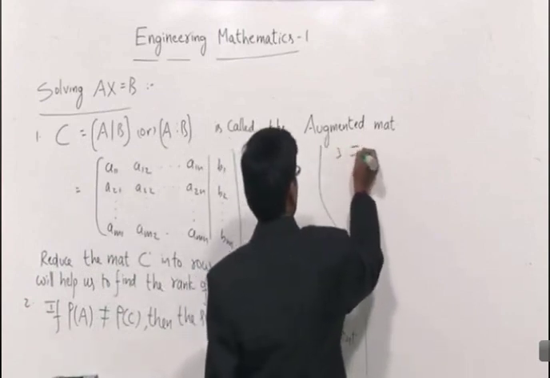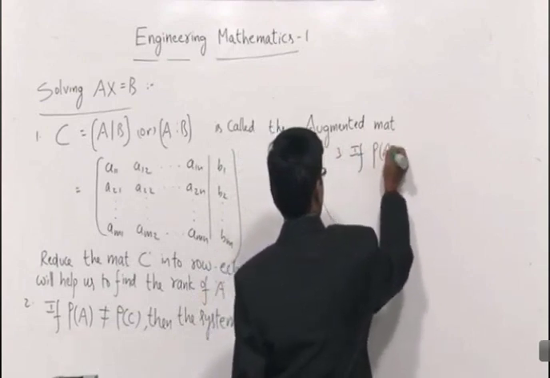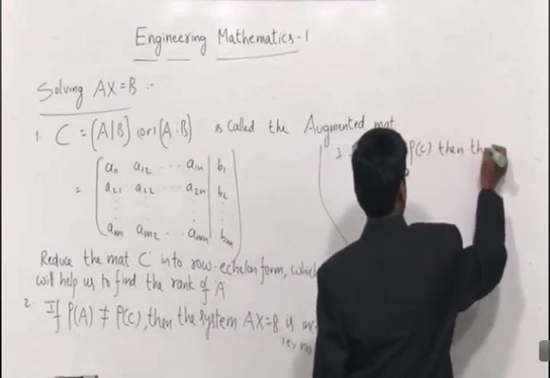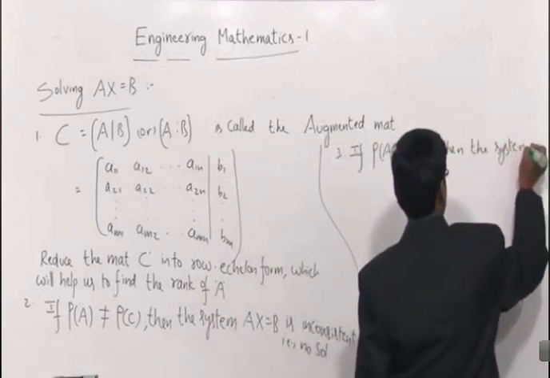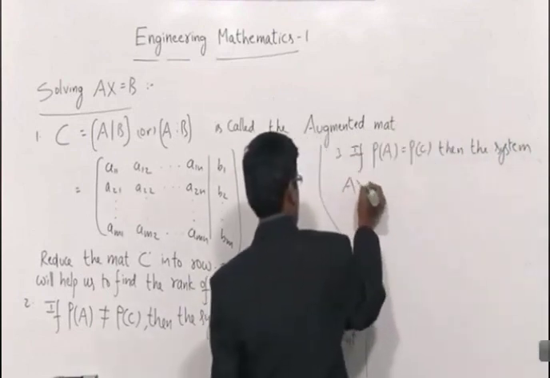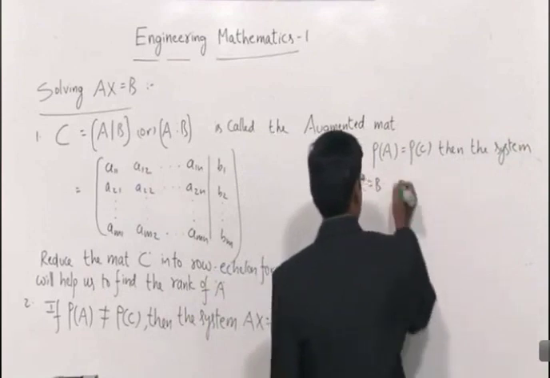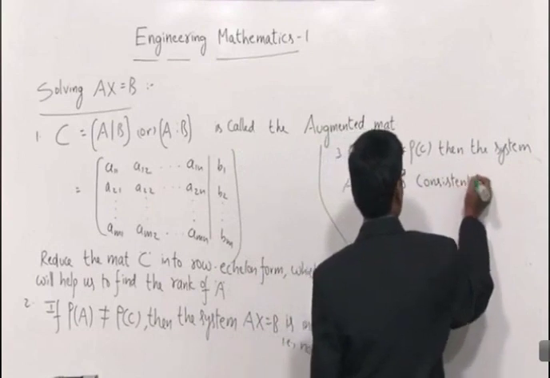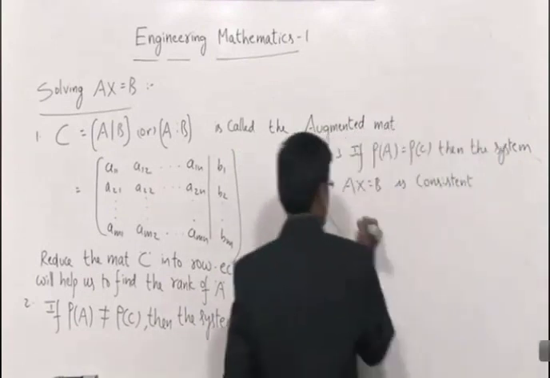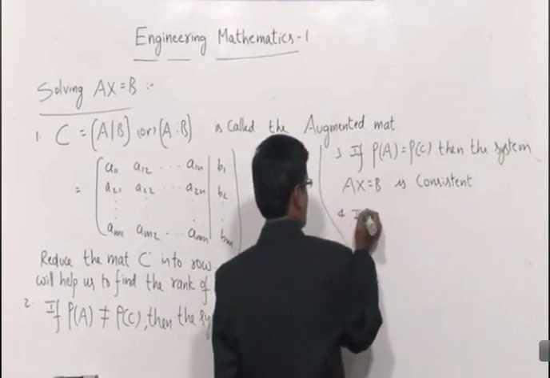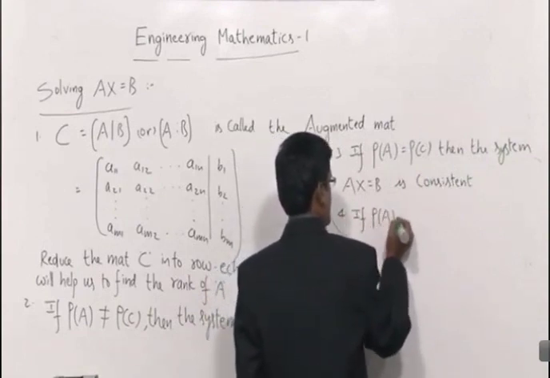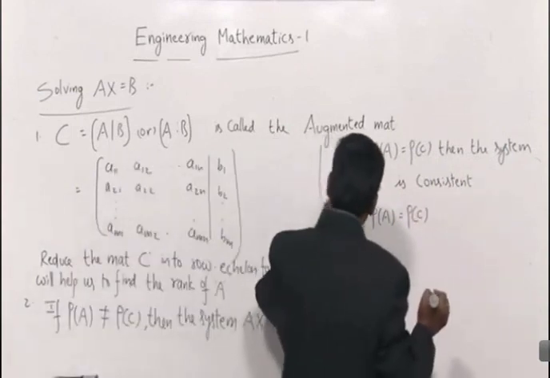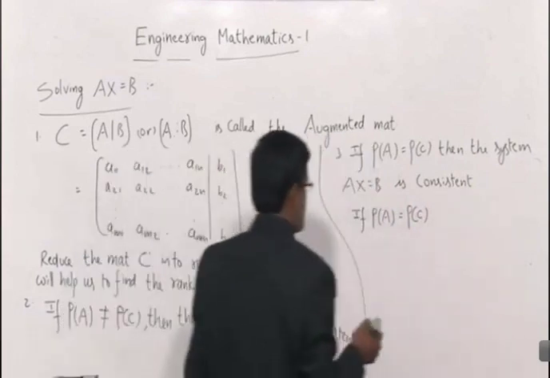Step 3. If rank A is equal to rank C, then the system of given equations, Ax = B, the matrix form of the given equations, is consistent. Consistent means it has a solution. Solution means two types, I already explained. If rank A is equal to rank C, that means it is not required to write the fourth point. Solution means all these points come under the third point only.